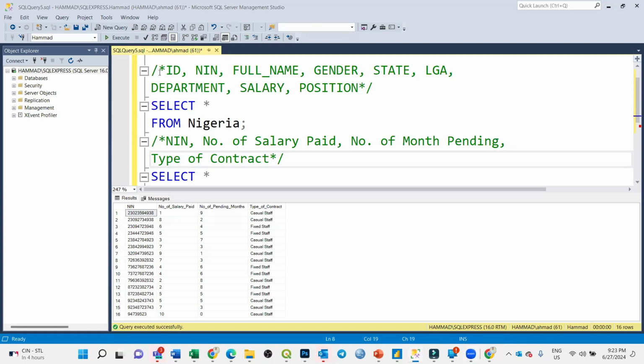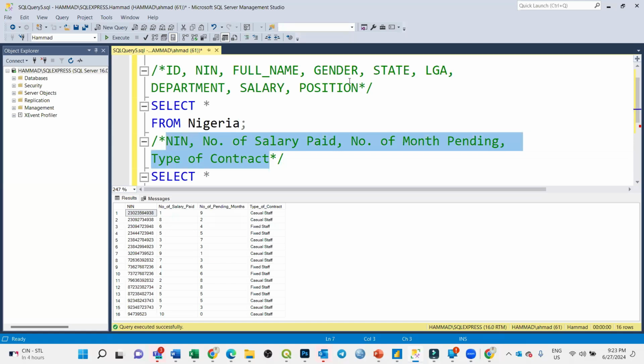So understand the IDs. I just put the variables that we have in each of the two tables. Number one, we have this. Number two, we have this. For this one we have name, number of salary paid, number of months pending, and also type of contract. If we want to connect these two tables, the only key that we can use to connect them is this NIN. That's the only common key that we have.